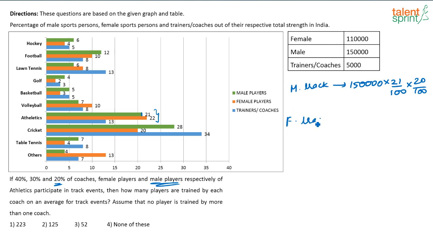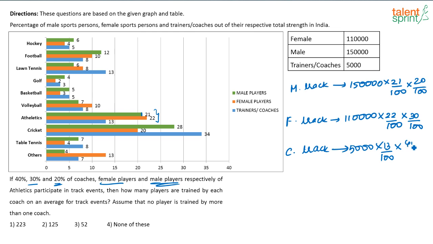How many female players are participating in track events? This is the total number of female players. Out of that, 22% of them are female out of the total number of females, out of which how many have participated in track events? 30% of them have participated in track events. Similarly, how many coaches are training for track events? That is nothing but 5,000 into how many coaches? 13% belong to athletics, out of which 40% are coaching for track events.